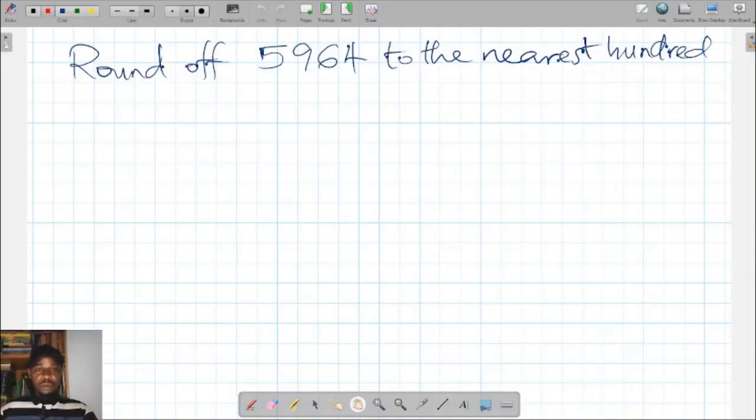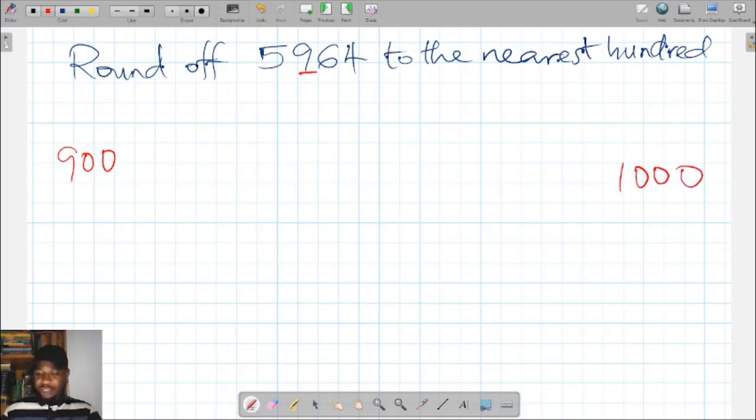Good job. Now let's move on to another special case of estimation and approximation, when the digit at the round off position is 9. Supposing we have to round off 5,964 to the nearest 100. Here, the digit at the round off position is 9, so the lower bound is 900. But what is the 100 after 900? 900 plus 100 is 1000. So the next 100 after 900 is 1000.